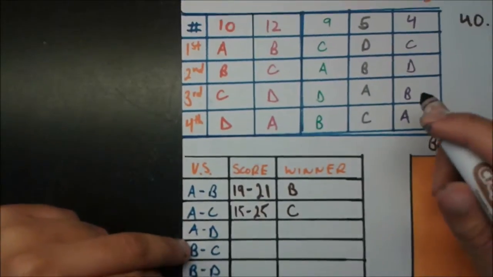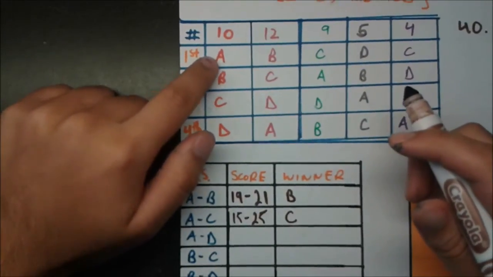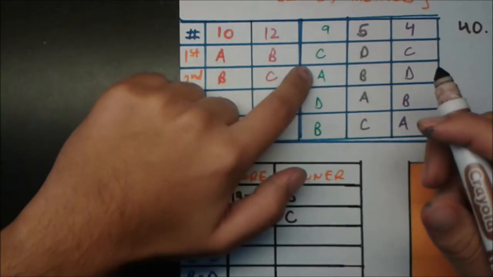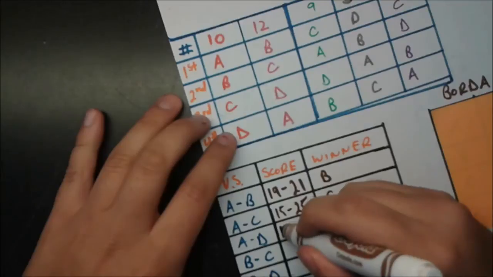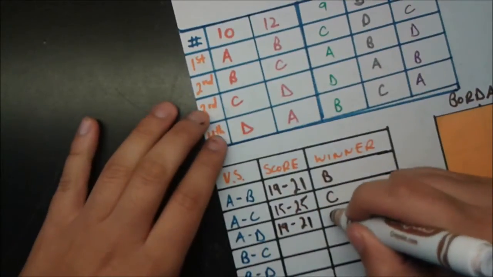Now, A versus D, who's going to get these votes? So A gets these 10, he loses these, he gets these 9, so he has 19, and he loses this, and he loses this. So he has 19, again versus 21. So who's the winner here? It's going to be D.